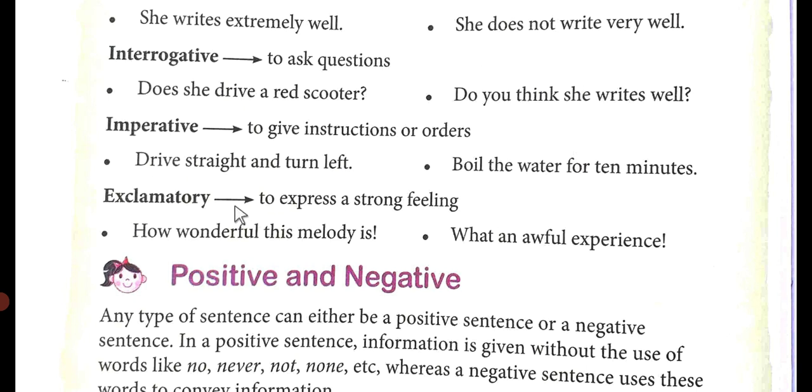So, imperative sentences are those sentences which are used to express request, command, advice, suggestions, instructions, or orders. Here you can see, drive straight and turn left. This is an instruction. Boil the water for 10 minutes. This is also an instruction. You drive straight and turn left, it can be an order. Or boil water for 10 minutes, it can be an order.